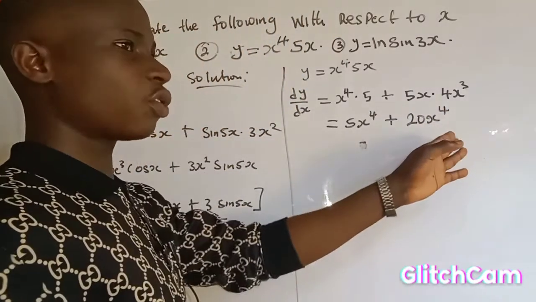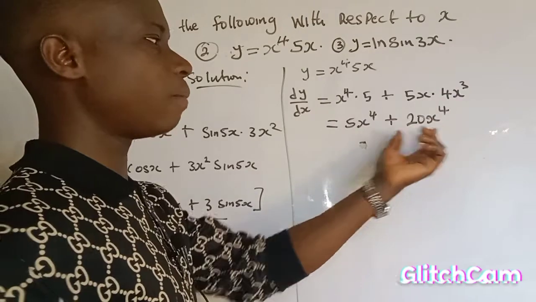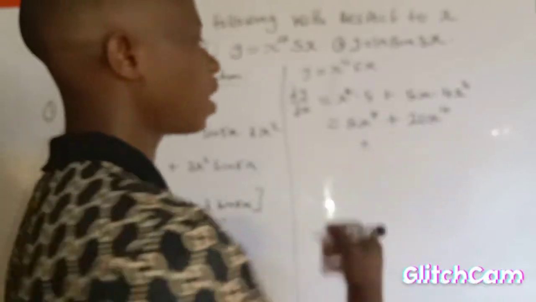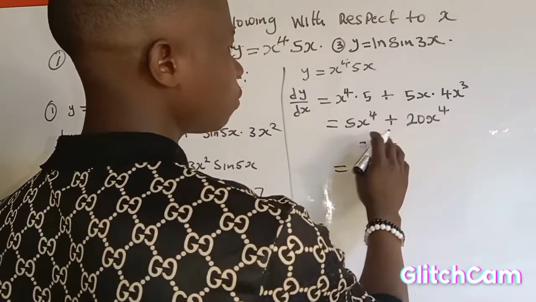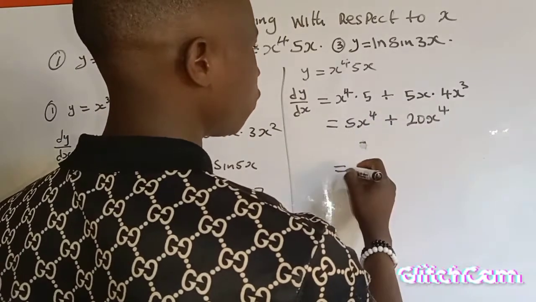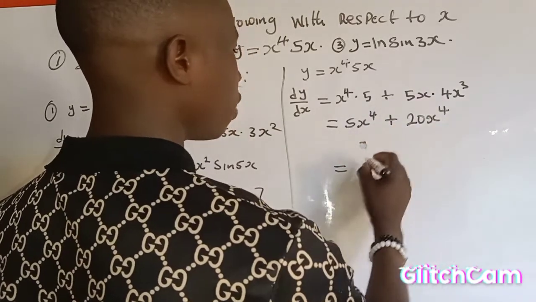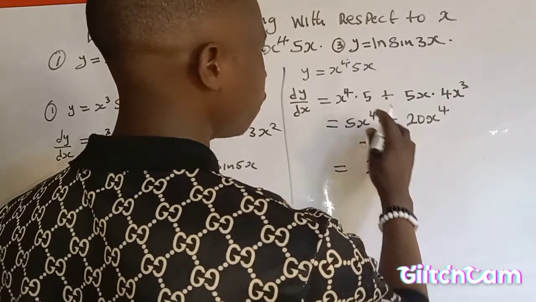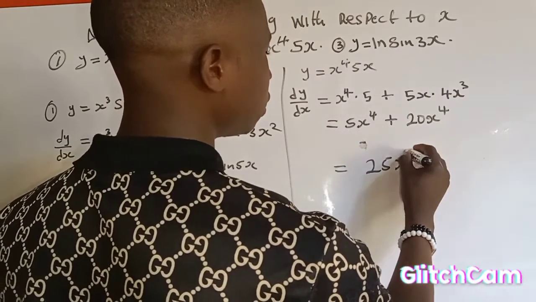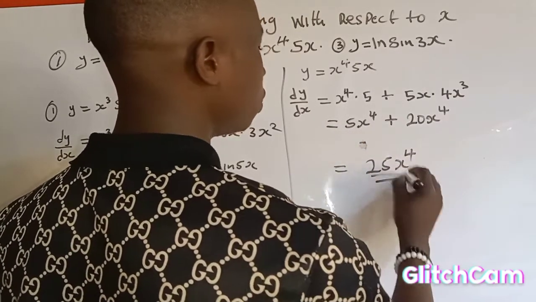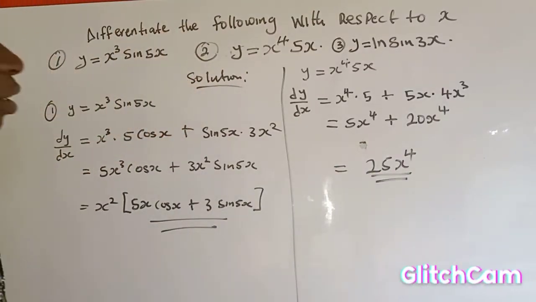If you look at this, they have a common term, s to the power of 4 and s to the power of 4. So I can add them together. 5s to the power of 4 plus 20s to the power of 4, I'll have 25s to the power of 4. So this is the derivative of this function.